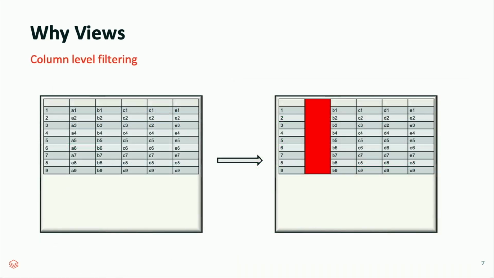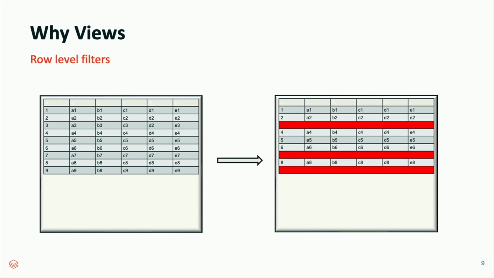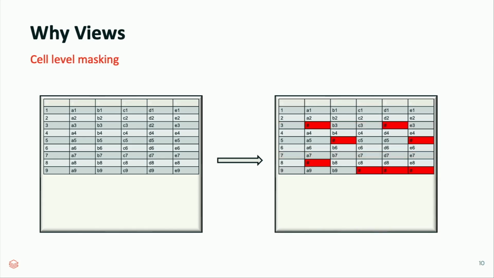So, more details about expressivity. We can see that views enable us to express column level filtering through projections, or row or column level obfuscation through UDFs, or row level filtering through where conditions and filters, or actually both hybrid column level and row level filtering through a mix between projections, UDFs, and filters.